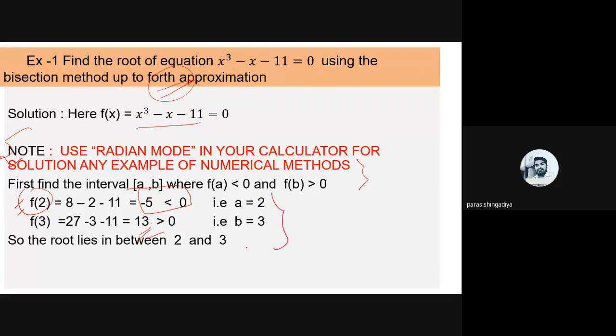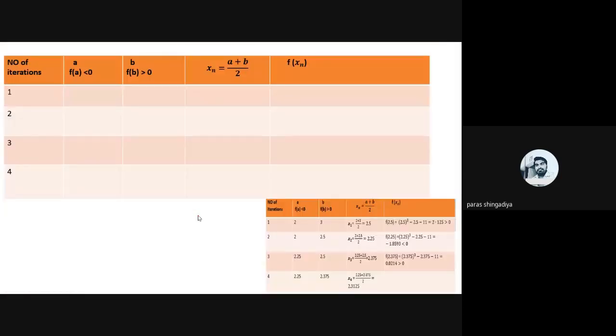So what does it mean? By using the IVT theorem we can say that one root of this equation exists between 2 and 3, that is, it lies in between 2 and 3. And how can we check this root? For that we'll prepare one table.